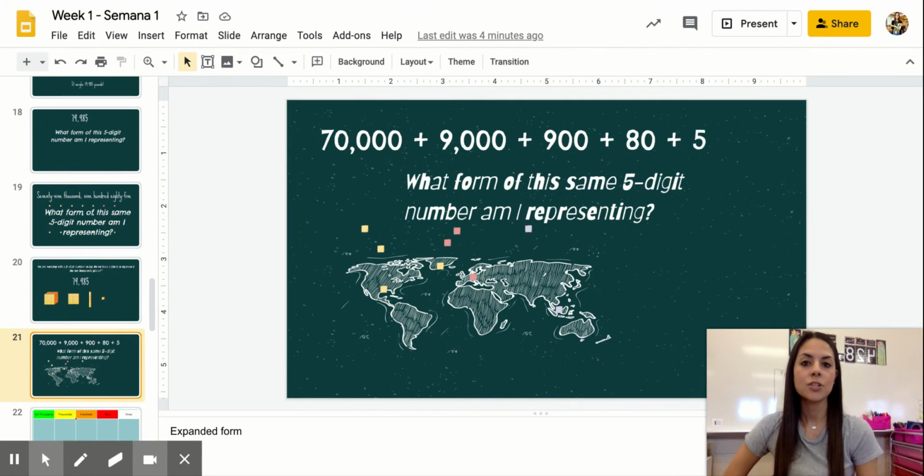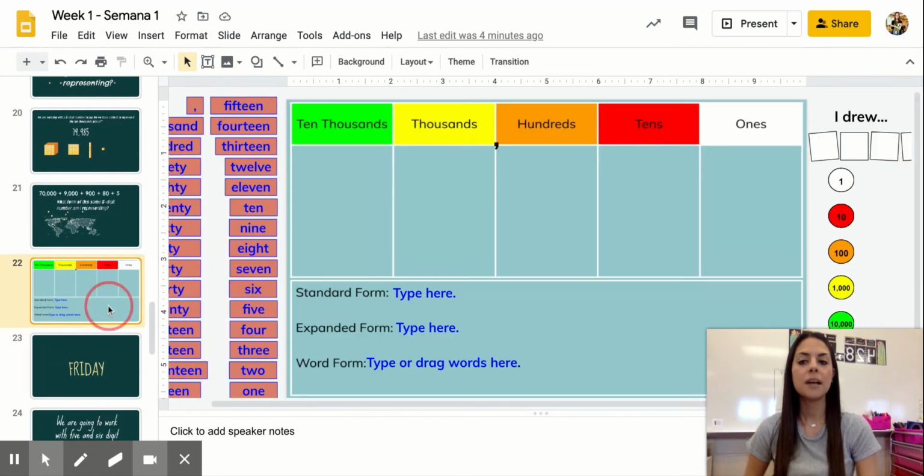Okay, remember yesterday we talked about taking that number and stretching it out into its values, okay? What we did was we took that number and expanded it. So this number, 70,000 plus 9,000 plus 900 plus 80 plus 5 is an expanded form. We took each number and wrote out its value. How much is it worth? So because we don't have a block that represents the 10,000s, we use something called place value chips, and I'm going to show you exactly how that works.